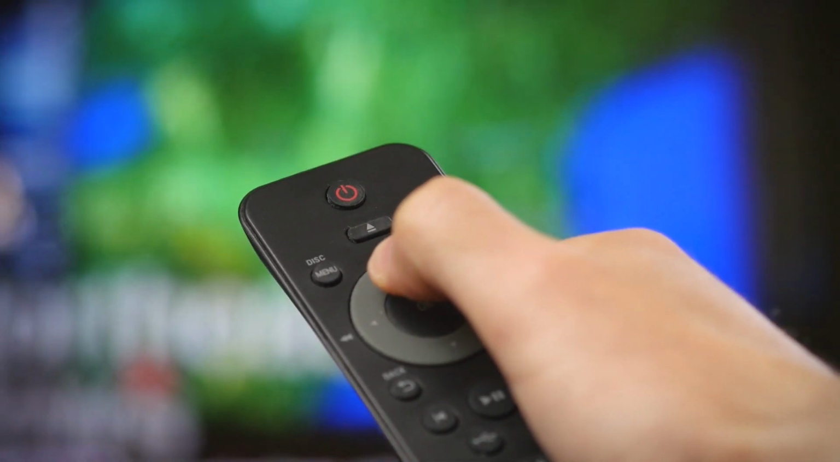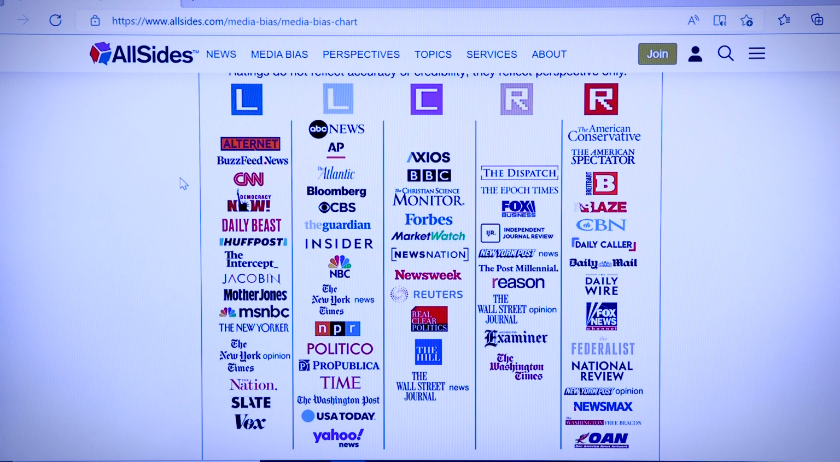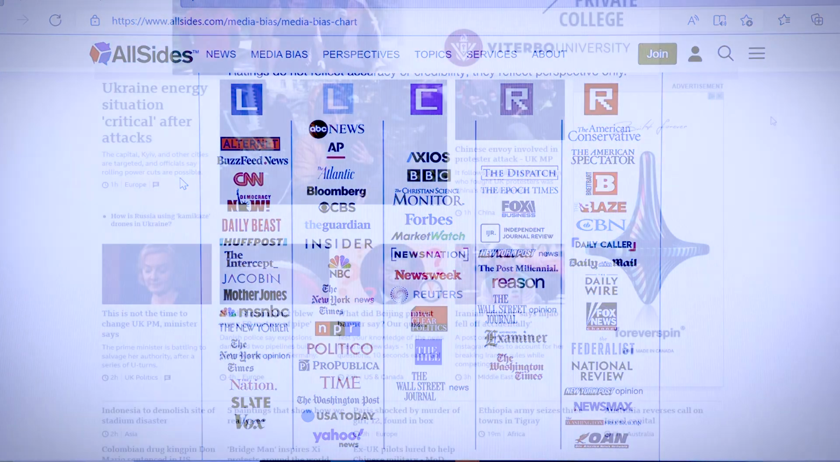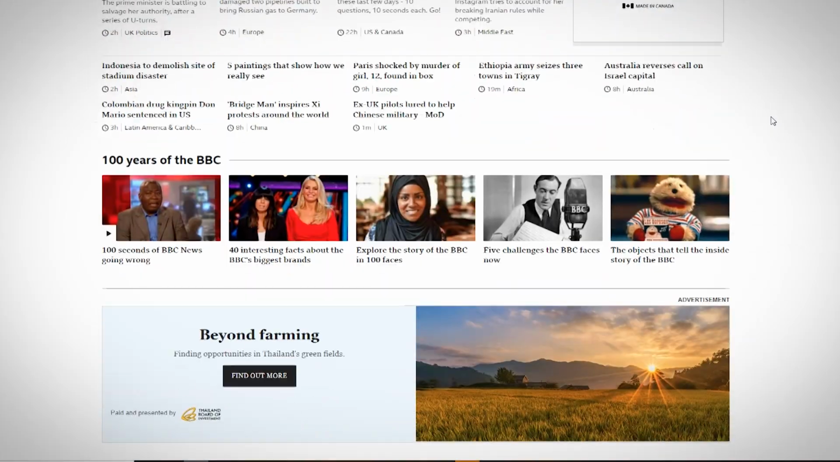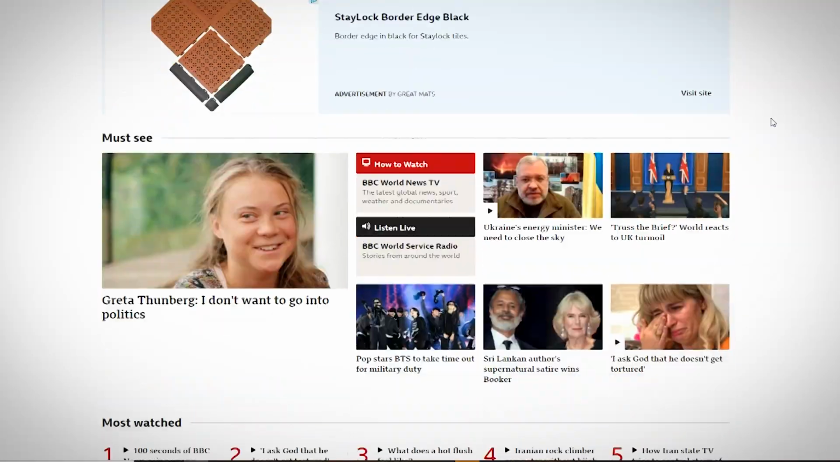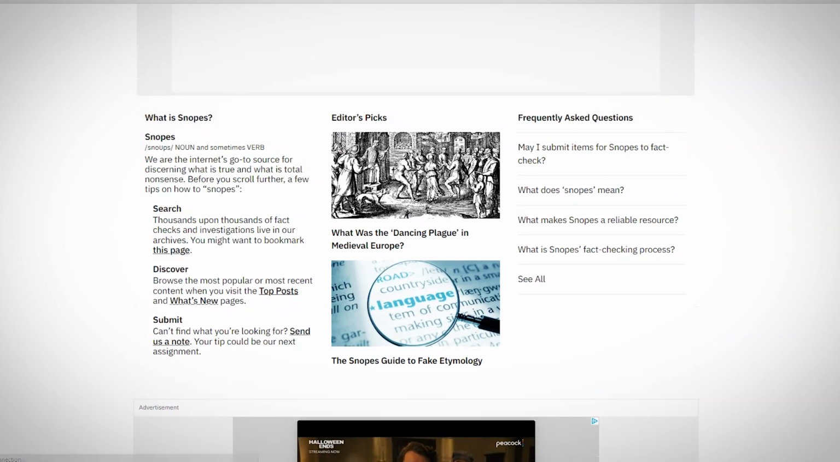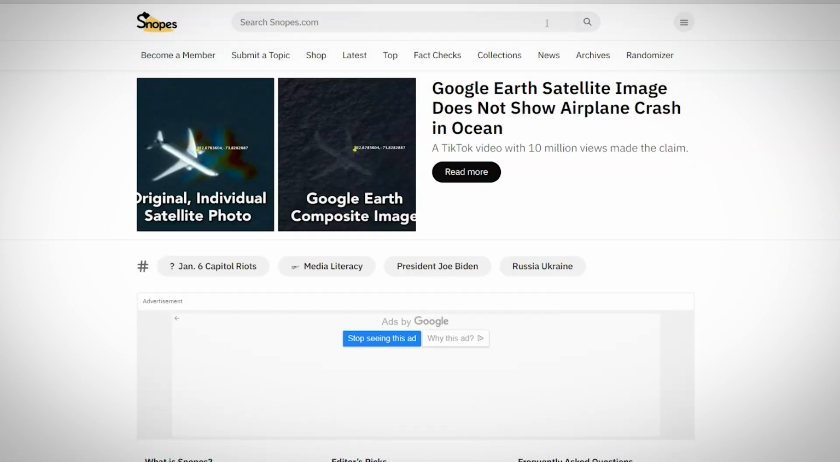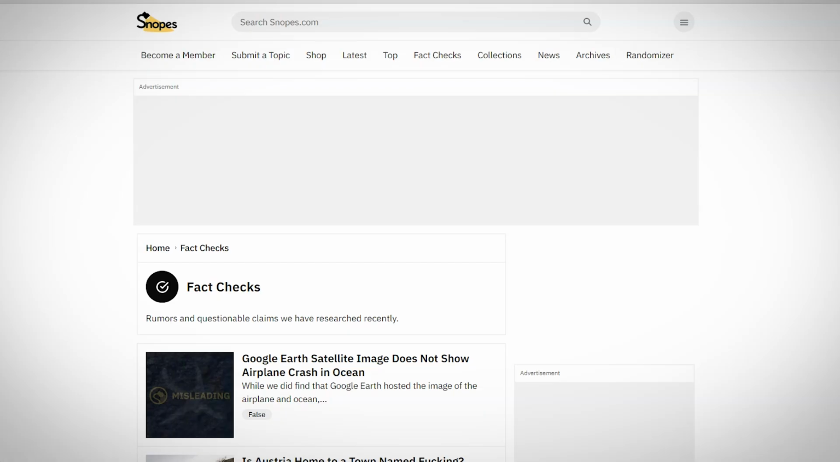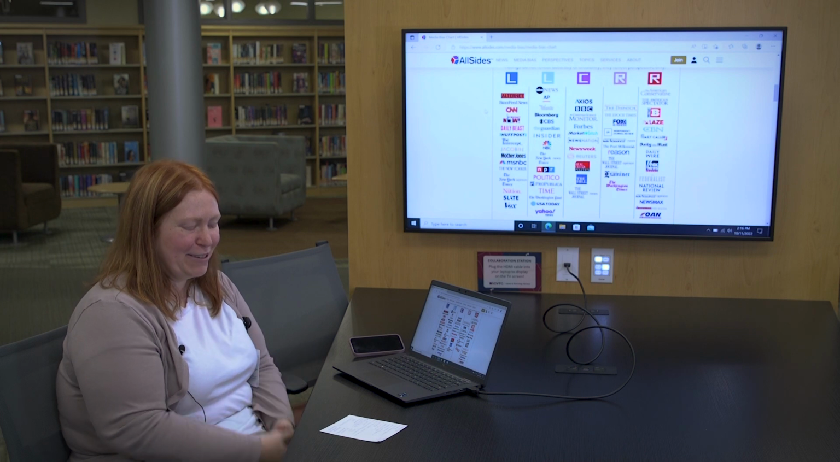So one of my favorite tools is the All Sides Media Bias Chart, and it's a good idea to just look at where you're getting your news and where they're coming from on the political spectrum. This is just one tool, but use fact-checking websites. Snopes is good. There are a lot of other ones, but really just make sure that you are stopping and thinking about that information before you have any kind of reaction or share it, especially to others.